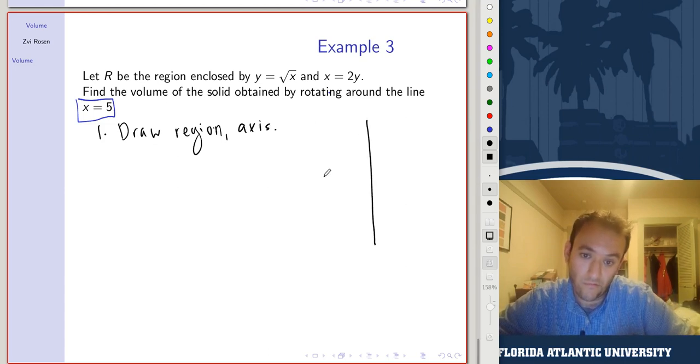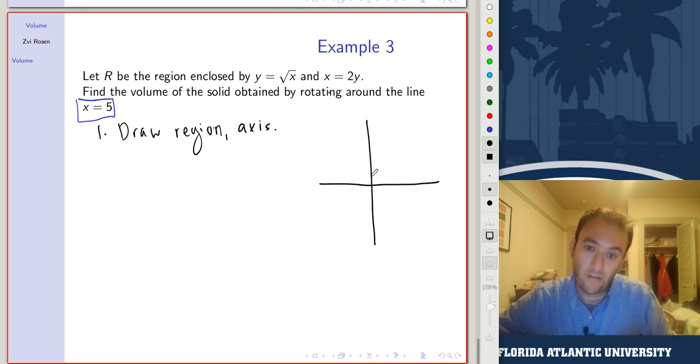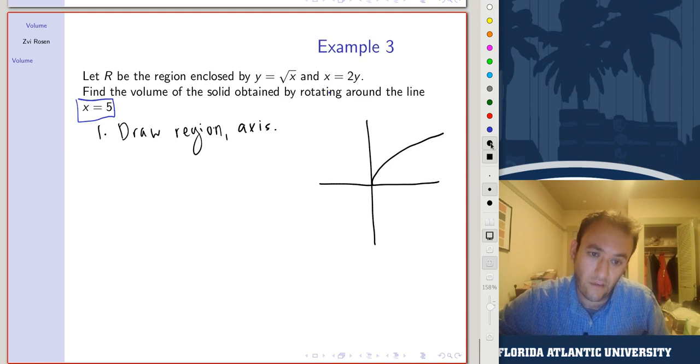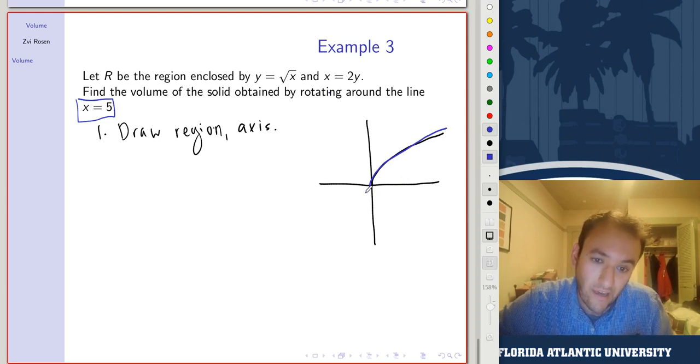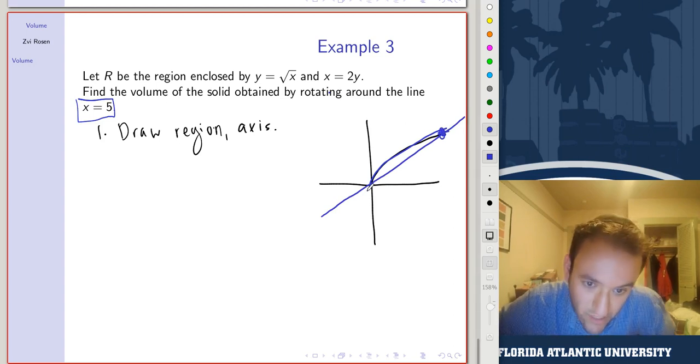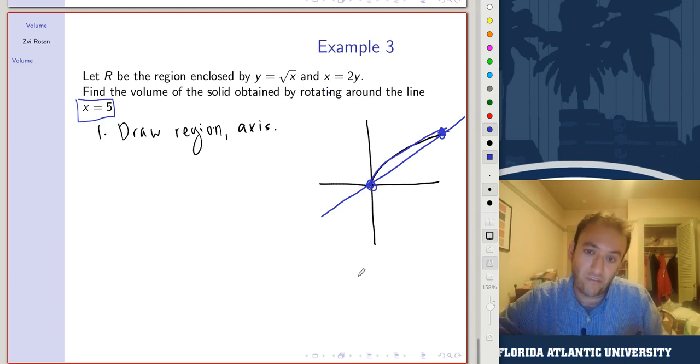Okay, so drawing this region, we have the sideways half parabola y equals square root of x. We usually draw that in blue. Let's try that. Blue. And then we have the line x equals 2y, which should look something like this. Okay, so we've got an intersection point up here, intersection point down here.